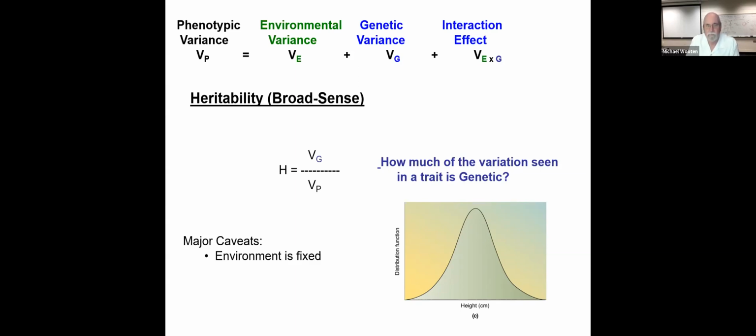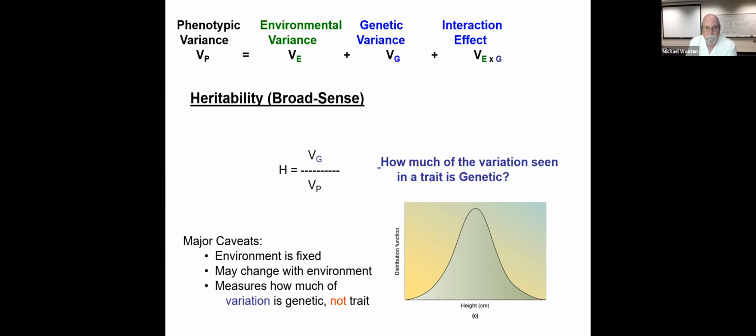All right, what does this assume? It assumes environment is fixed, which means that this interaction effect is essentially 0. Okay, it is well known that it could change with the environment, because when you change the environment, then you do bring in this interaction effect over here. Okay, and again, I want to just emphasize, and I put this in here, this broad sense heritability measures how much of the variation is genetic, not how much of the trait is genetic. Okay, not how much is passed on. All right, so that's a big difference.